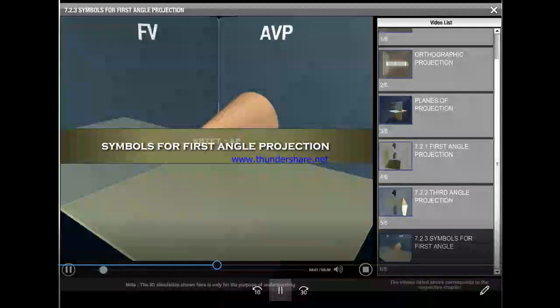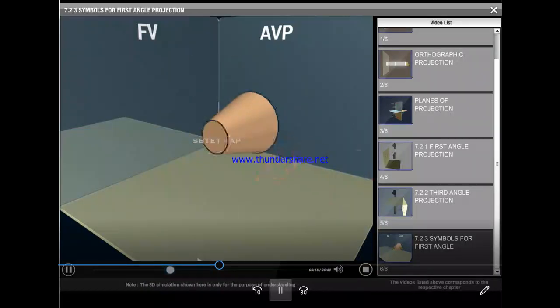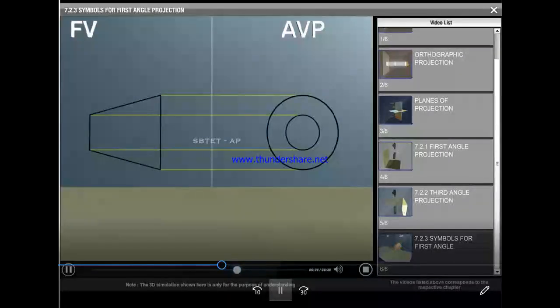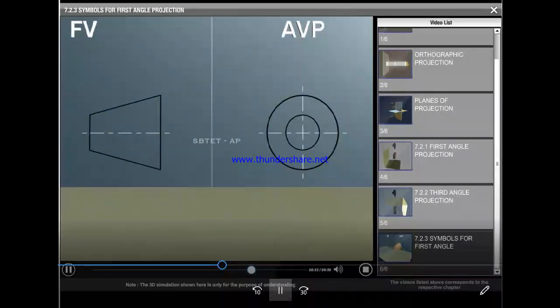Symbol for first angle projection. In this video, we will see how to get the symbol for the first angle projection method. Consider a frustum of a cone and draw the front view and left side view for the frustum as per the first angle projection method. In the first angle projection method, the left side view will come to the right of the front view. Now this is the symbol for the first angle projection method.